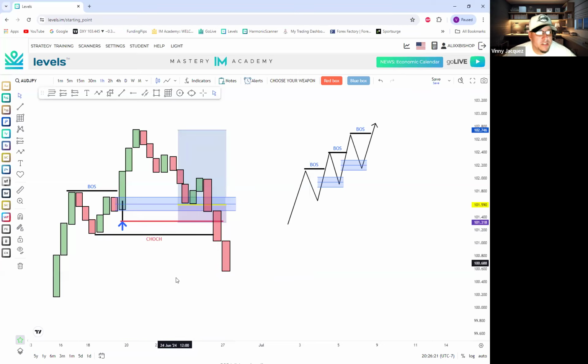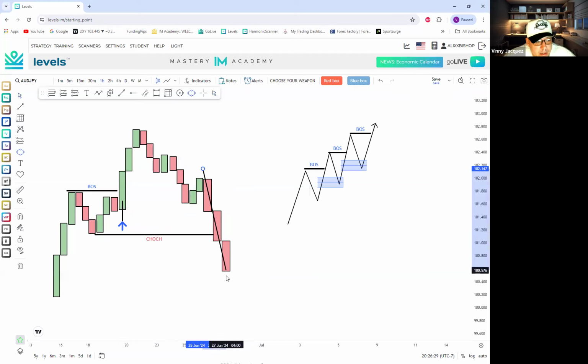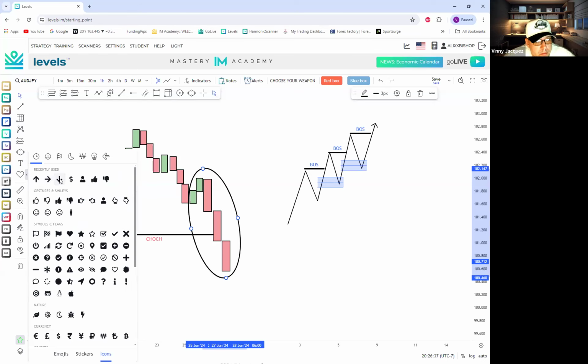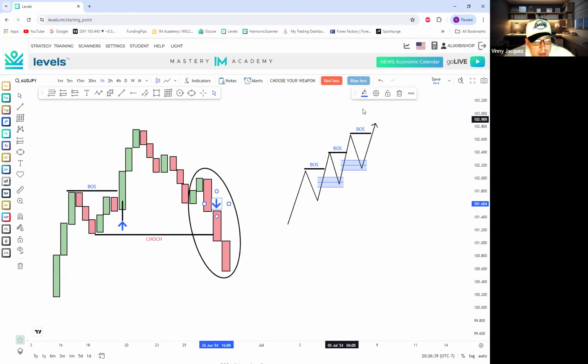All right, we got a bearish change of character. No longer looking for buys. But look, when we get this rally breakout to the downside, all we have to do is follow that rally back up. And levels will actually help you out, and it'll give you a red arrow.